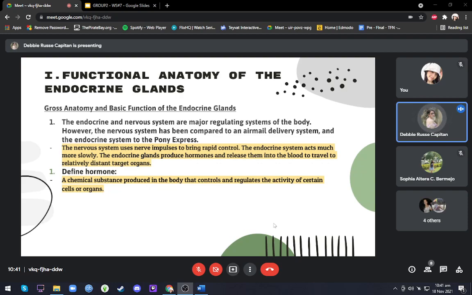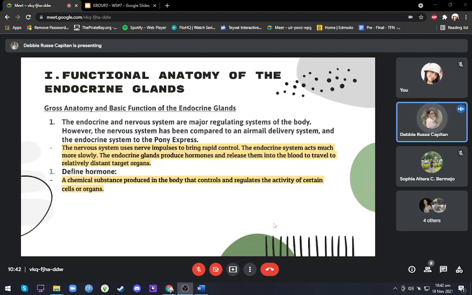However, the nervous system has been compared to an airmail delivery system and the endocrine system to the Pony Express. Our answer is this is because the nervous system uses nerve impulses to bring rapid control. The endocrine system acts much more slowly. The endocrine glands produce hormones and release them into the blood to travel to relatively distant target organs.